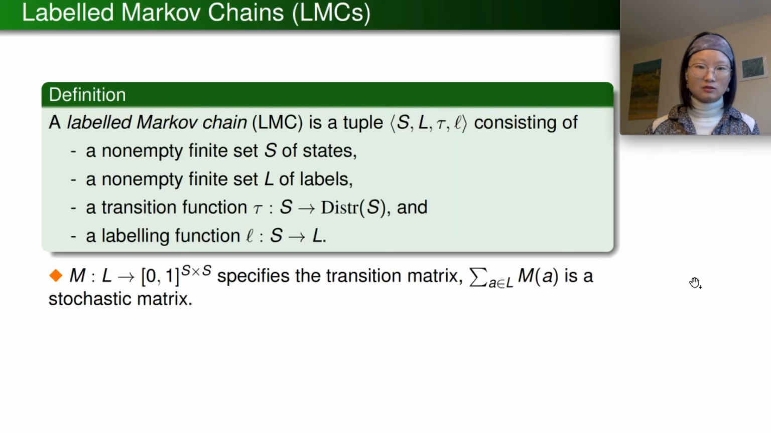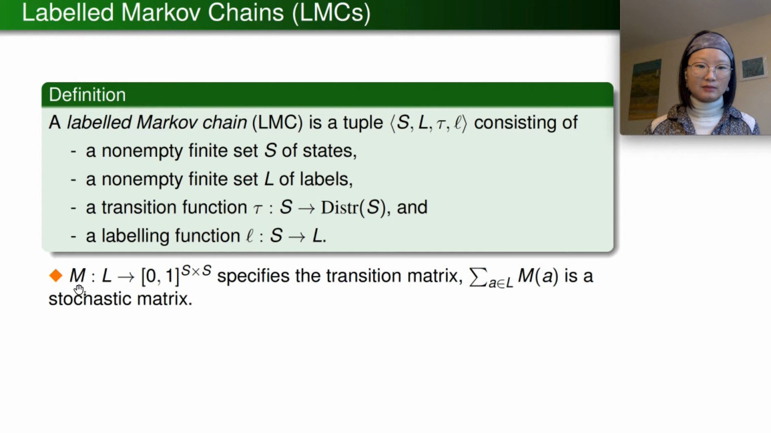Let's start by introducing the model of interest, the labeled Markov chain, or LMC, which consists of a finite set of states, a probability transition function which maps each state to a probability distribution, a set of labels, and each state is labeled with an observable letter.